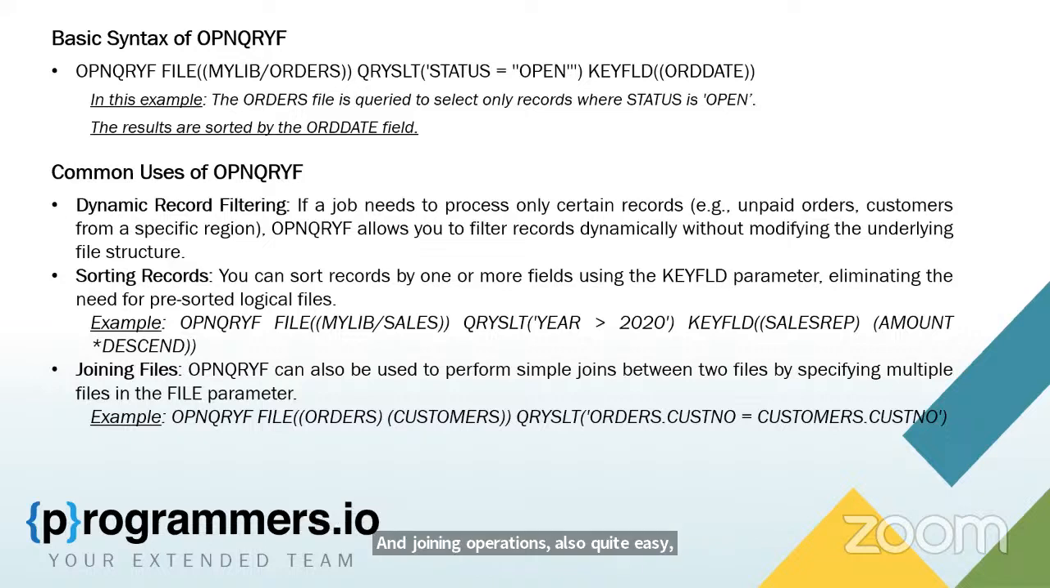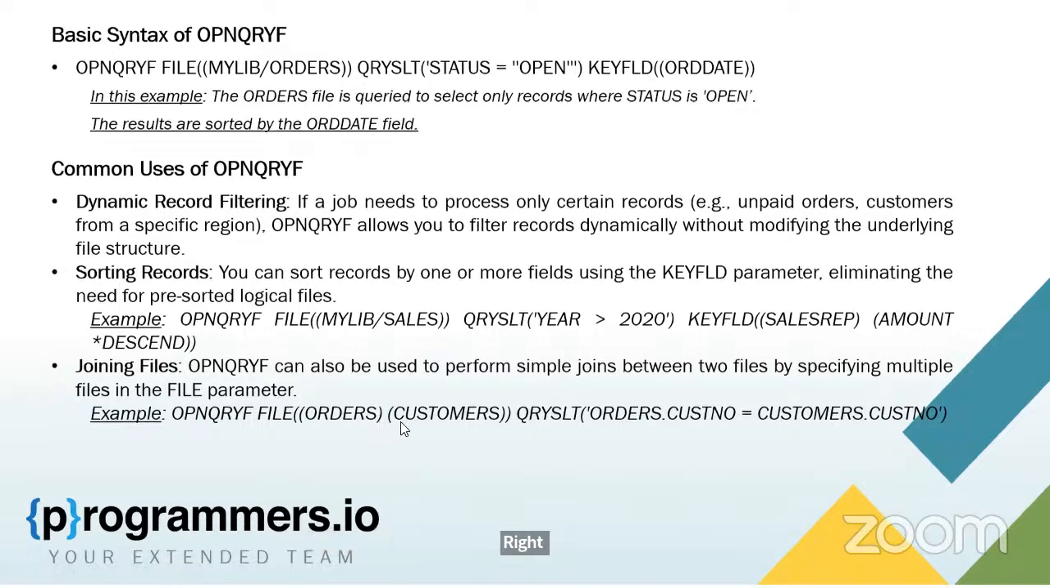So here is an example of the query selection. We can place the join operation as well on the basis of any specific key field. We can perform the join operation as well. In this case, customer number is the key. Right, so we can also perform the error handling using this open query file as well.